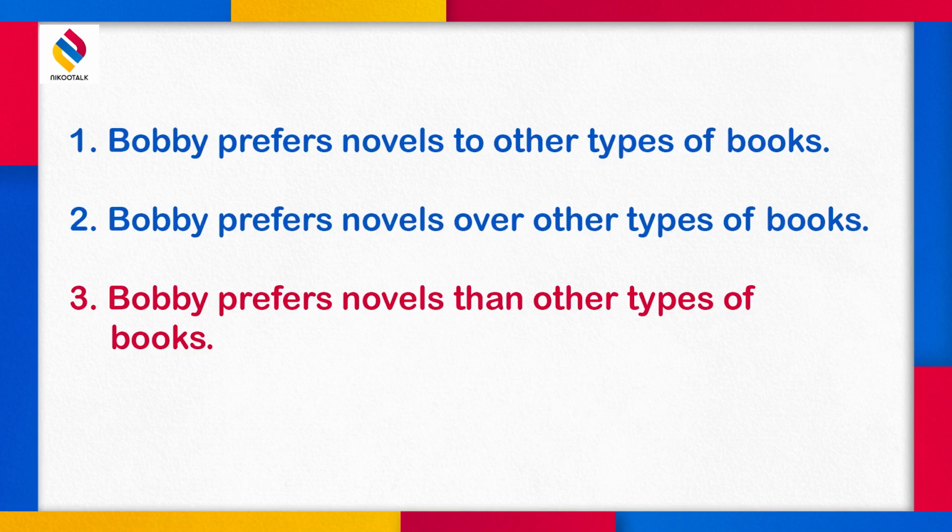When we want to say what we prefer and what we don't prefer in the same sentence, we can use to or over between the two options. That's why numbers 1 and 2 are correct. But number 3, than, no, that's not right. And this is the wrong sentence. Now let's move to the next one.